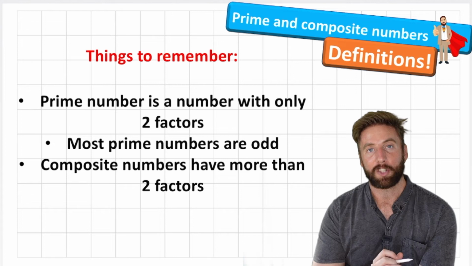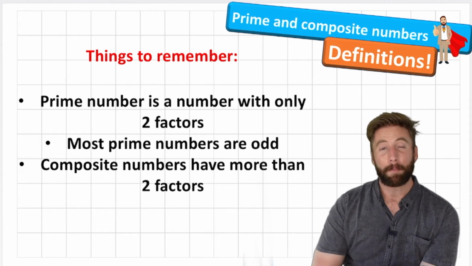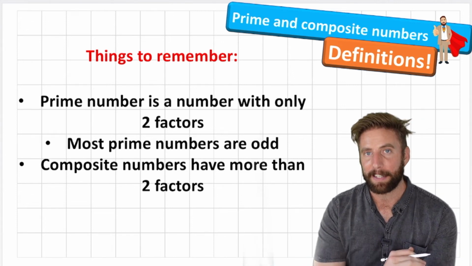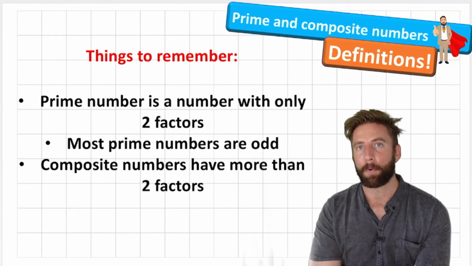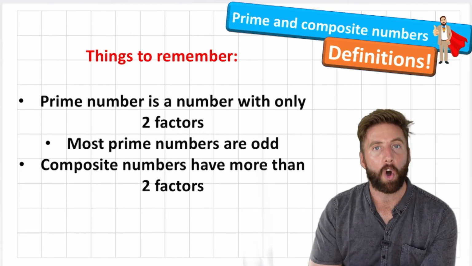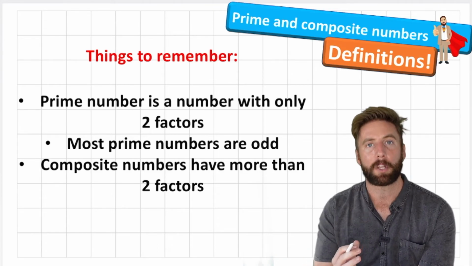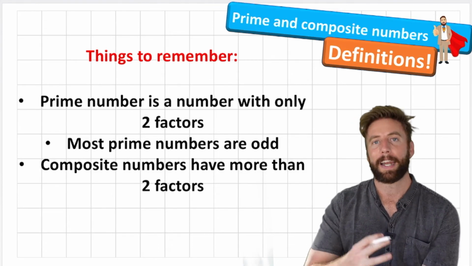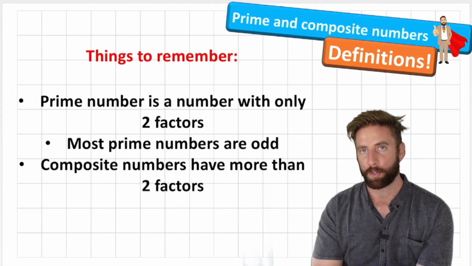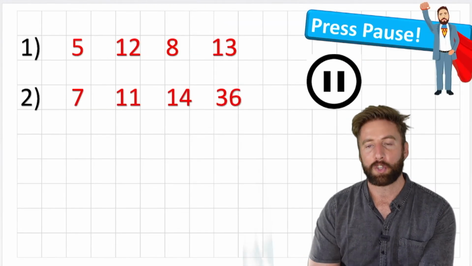So let's go over the things to remember. A prime number is a number with only two factors, the number 1 and the number itself. Most prime numbers are odd, except the number 2. That's right, well done. A composite number is the opposite of a prime number, and it's the numbers that have more than two factors. Let's have a look at these two questions.